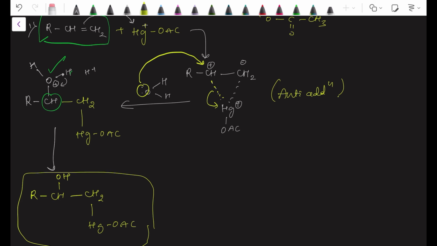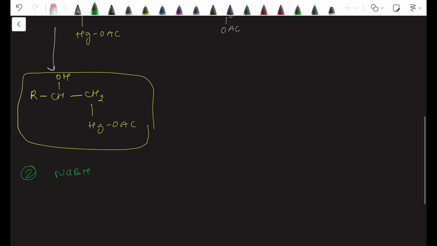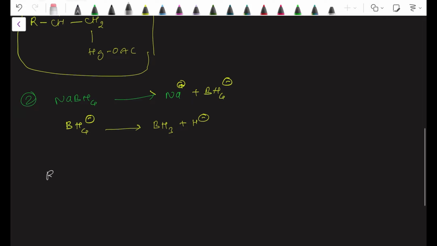But what is the use of NaBH4? We have the second step. NaBH4 generally dissociates as Na plus and BH4 minus, like this. Then BH4 minus dissociates as BH3 plus H minus. This is step 2. So generally what happens next? Whatever product I got, R-CH-CH2, in the center carbon it has the alcohol, then the remaining part is HgOAc.